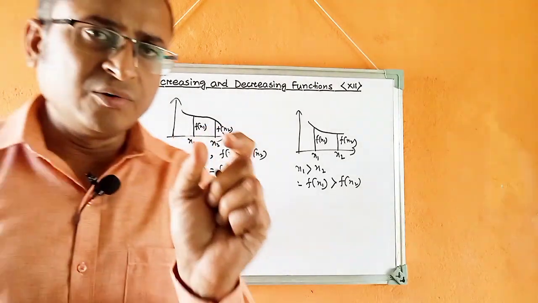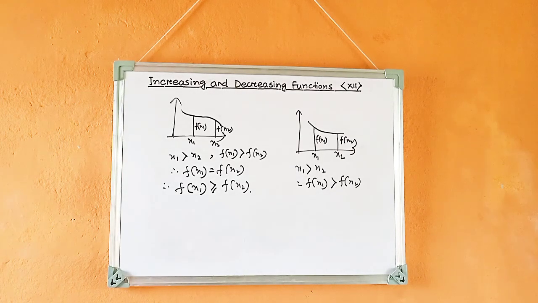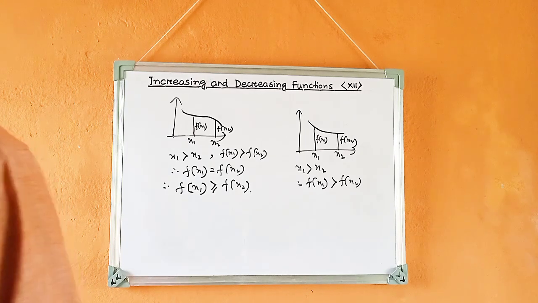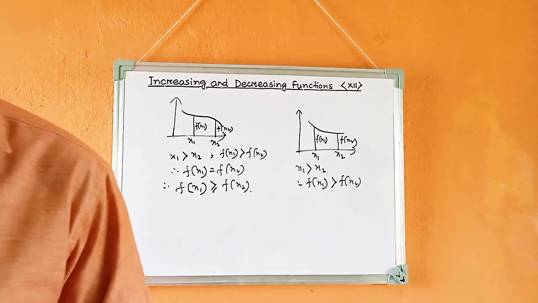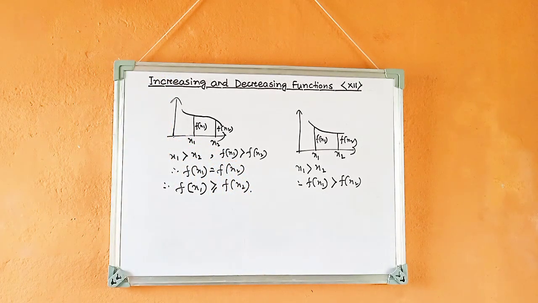Now in a simple definition we can say, let f be a real valued function defined in an interval. Then f is called an increasing function if x1 is less than x2 implies f(x1) is less than or equal to f(x2), that means f(x2) is greater than or equal to f(x1). And f is called a strictly increasing function if x1 is less than x2 implies f(x1) is less than f(x2).